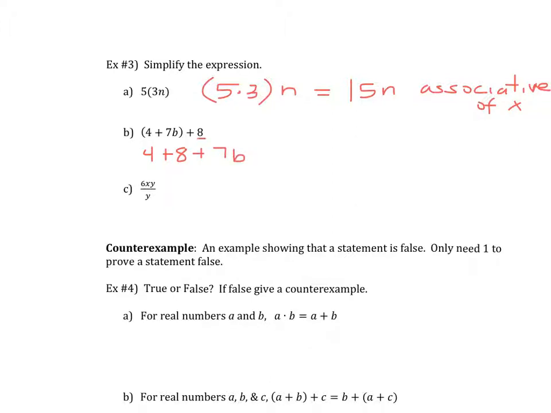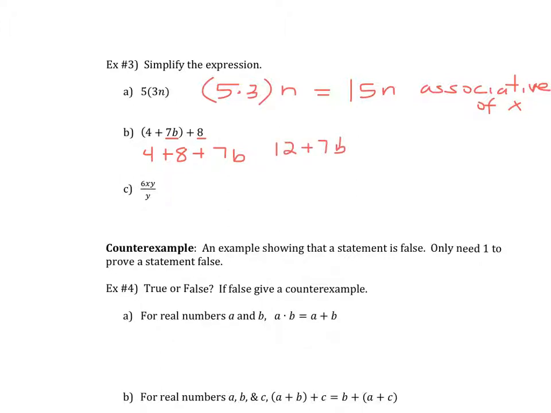Now look at which property that is. It was 7b plus 8. Now it's 8 plus 7b. To school, back home, home to school, same distance. What was that? That's commutative, right? That's the commutative property. So then from there, you're going to do 4 plus 8 is 12 plus 7b.